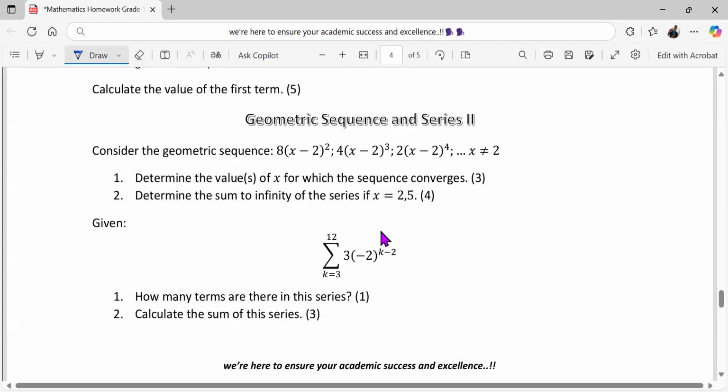So now the first question is asking us to determine the value or the values of x for which this geometric sequence is convergent. And we know that a sequence is convergent if the constant ratio is less than 1 but greater than −1. But the question is, what is the first thing that we need to do? Well, that's actually to calculate the constant ratio.